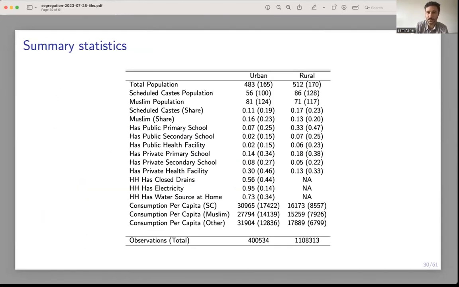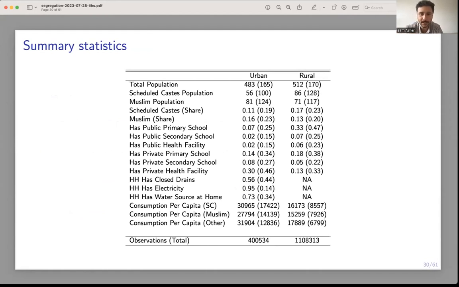Let me skip the summary statistics, which is to say these neighborhoods end up being in our data on average about 500 people. And what we see is that, just replicating work that many other people have done, Muslims are a bit more likely to be found in urban areas. Scheduled castes are a bit more likely to be found in rural areas.